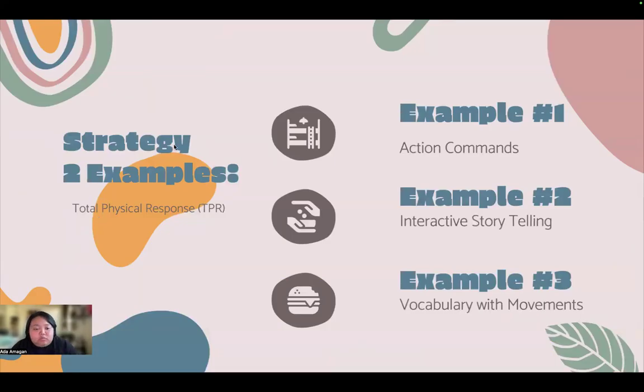Okay, so some examples for total physical response, or TPR, are action commands, interactive storytelling, vocabulary with movements. They're both mainly to incorporate physical movements to reinforce learning. So, action commands and interactive storytelling, vocabulary movements, there's more like object identification.